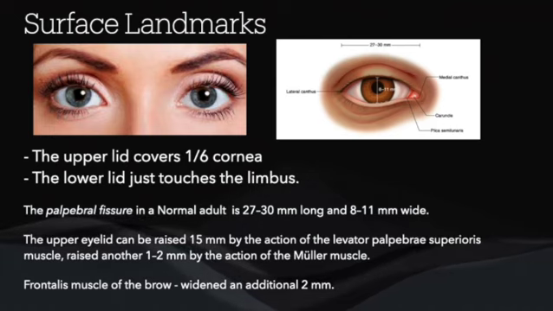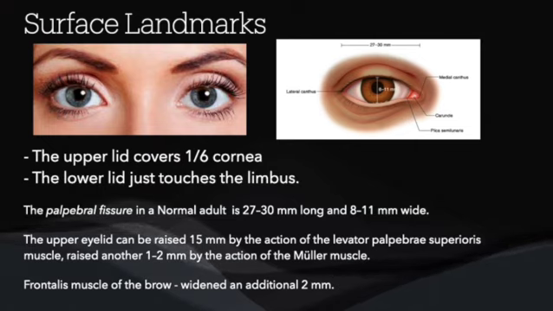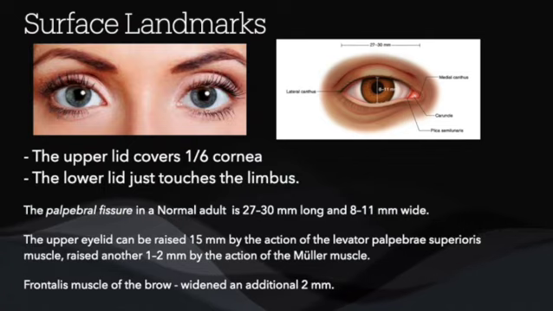The upper eyelid, which is more mobile than the lower eyelid, can be raised by 15 mm by the action of the levator palpebrae superioris muscle, and it can be raised another 1 to 2 mm by the action of the Muller muscle. And if the frontalis muscle of the brow is used, the palpebral fissure can be widened an additional 2 mm.